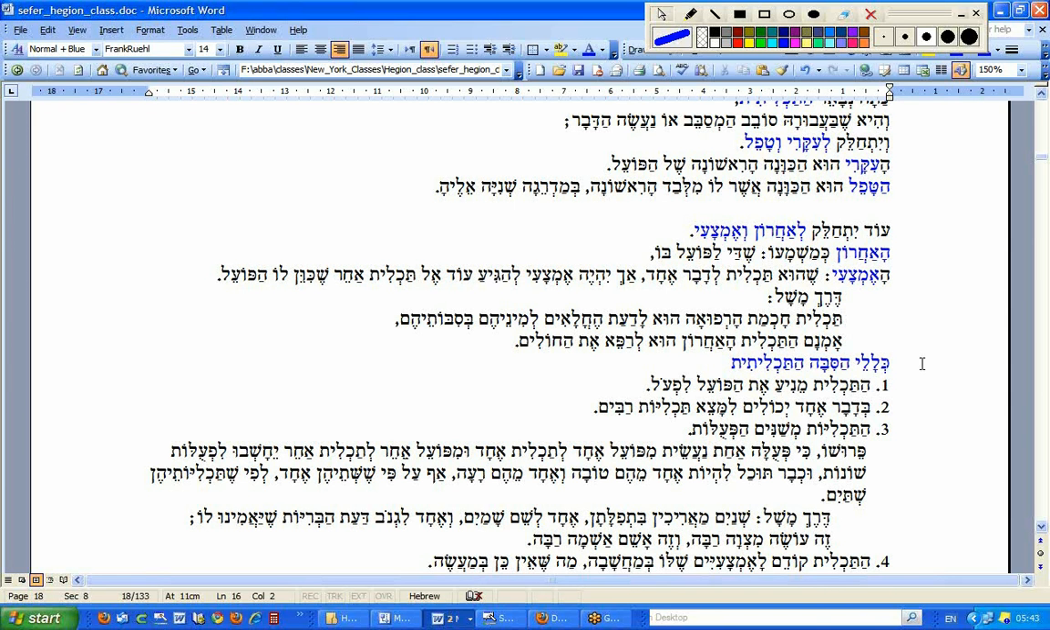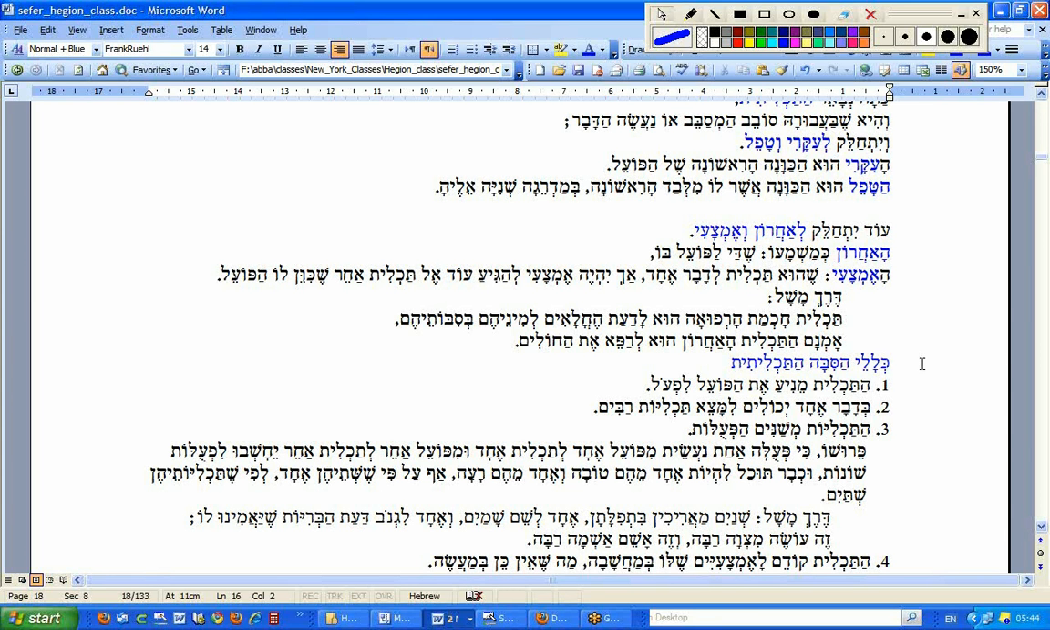Hatachlios mishanim ha'pu'ulos. The goal will change the action that you're doing. It's a very interesting rule. Parashah. What does that mean? Ki pu'ula achas naseh mipol echad letachlis echad umipol acher letachlis acher yichshavu lepulot shonot. He says like this: an activity that one person does to reach a certain goal, and the same activity that the person does will have a different tachlis. Ukfar tocha liyos echad mehem tov ve'echad mehen ra.